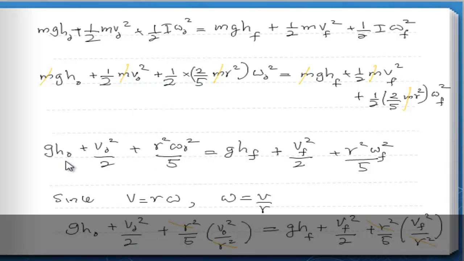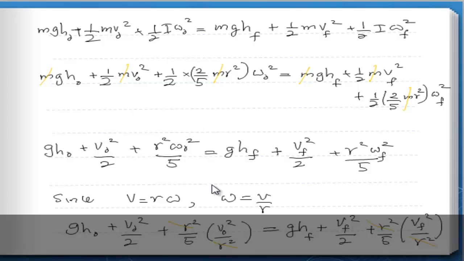So we get this equation: gh0 plus v0 squared over 2 plus r squared omega 0 squared over 5 equals ghf plus vf squared over 2 plus r squared omega final squared over 5. But still we have v0 squared and omega 0 squared in the equation, and on the other side we have v final squared and omega final squared. So our idea is to find the final speed. So we need to substitute this omega by v. We know that v is equal to r times omega. So omega is v over r.